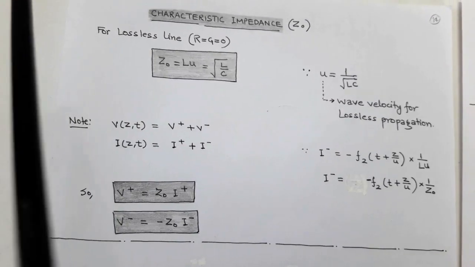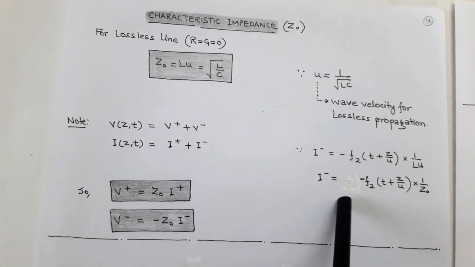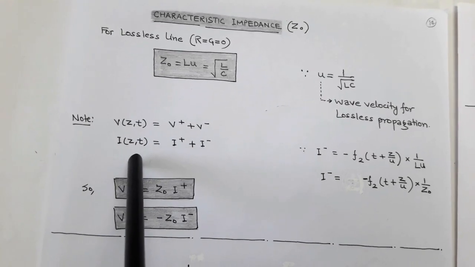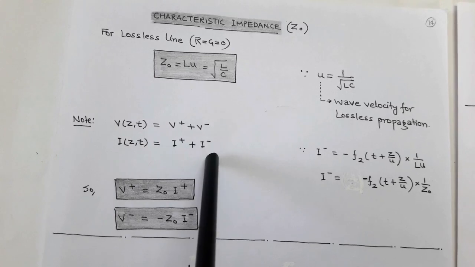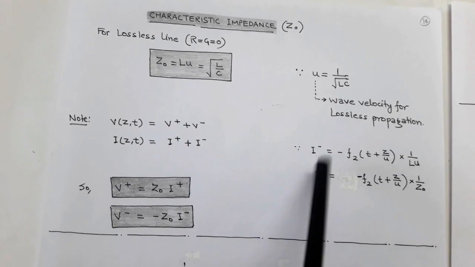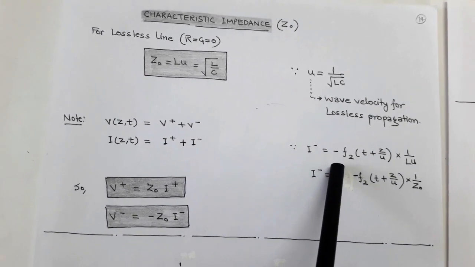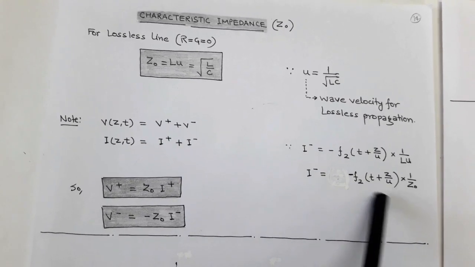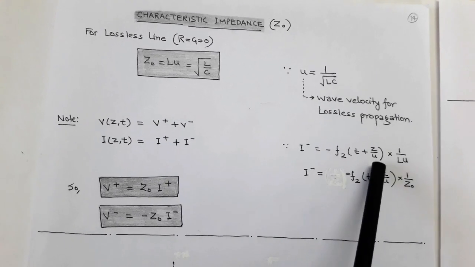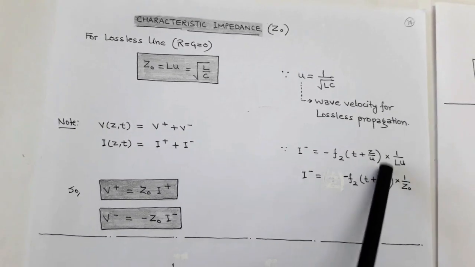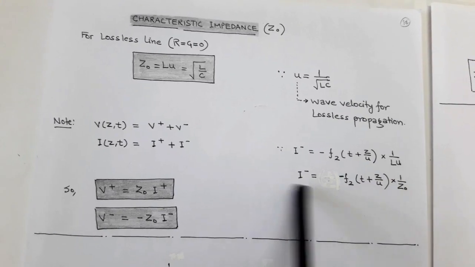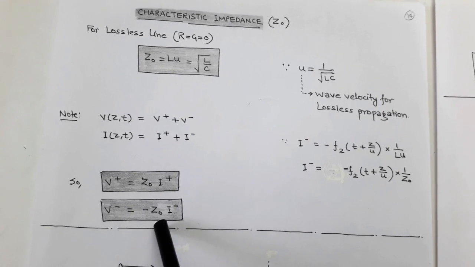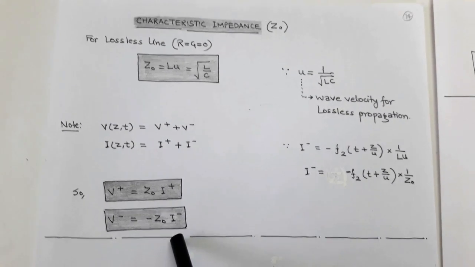Now here we note a point that this function is a combination of two terms, that is, V plus and V minus. Similarly, the current function is a combination of two terms, I plus and I minus. Here the I minus has a negative sign with the function, which is equal to minus F2 of T plus Z upon U, into 1 upon LU. And from here we get a relation, that is, V plus equals Z0 I plus and V minus equals minus Z0 I minus.